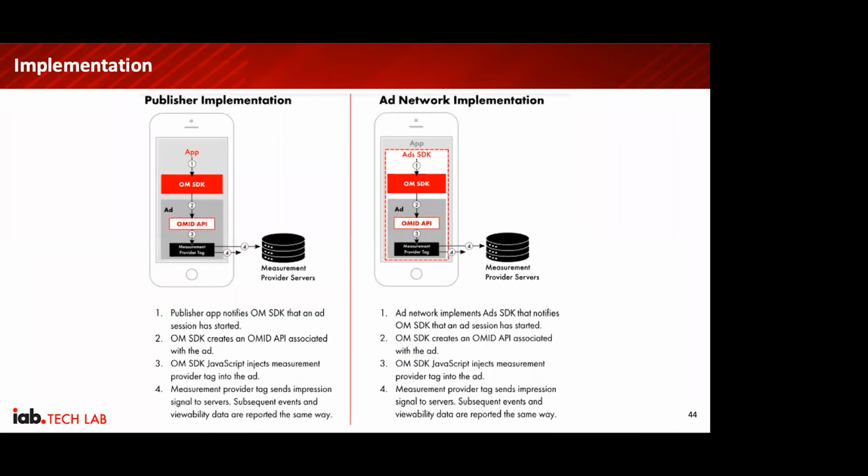The implementation is pretty simple. If a publisher has their own monetization stack, then they can implement it on their own, and all they have to do is make sure that it's initiated on an ad session, the OMID API is enabled, and then the measurement provider stack will do the rest. It can also be implemented by an ad network, or what are typically known as ads SDKs. They can integrate it, and then it'll be available to all the apps that they integrate with.